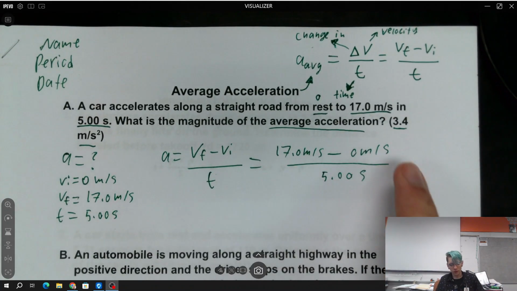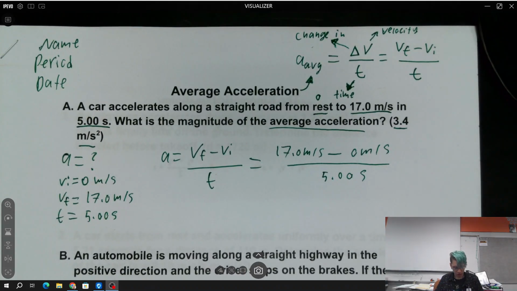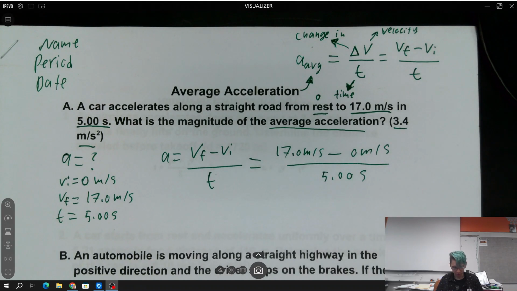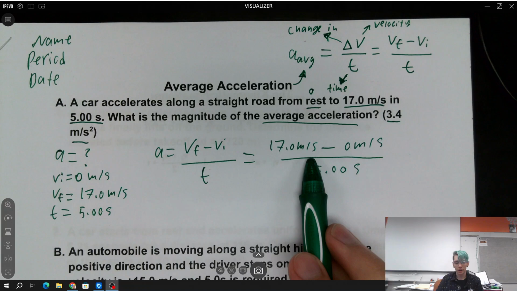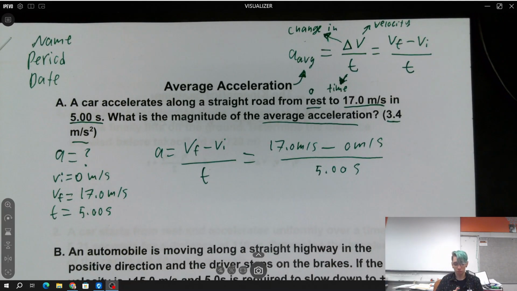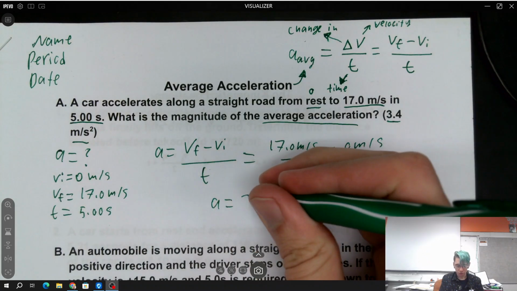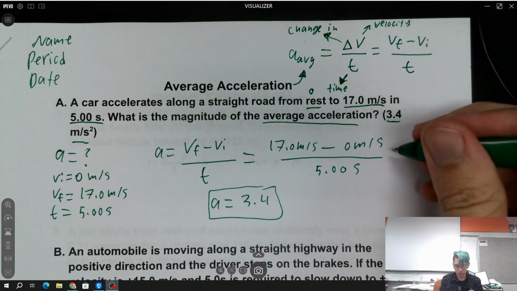This is with significant figures, so we may be off by a hair, and that's okay. So just 17 minus 0, so 17, divide that by our 5, and we get 3.4. And it's meters per second squared because it ends up being meters per second divided by seconds. And we're golden. Make sure that once you're done, block your answer, and you're good.